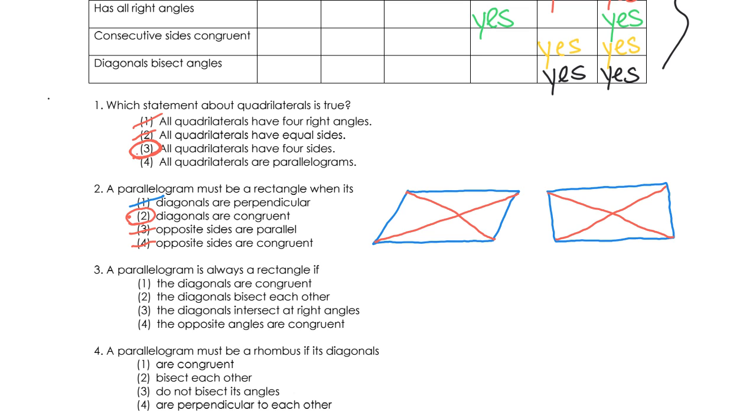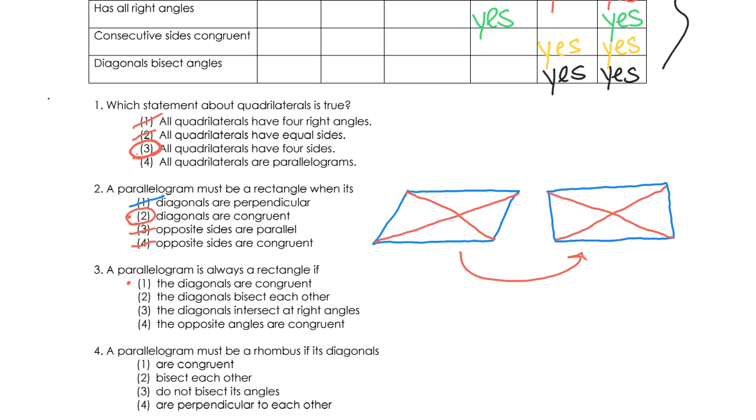Number 3, a parallelogram is always a rectangle. So I can keep my same picture from up above. I don't have to redraw it unless you need to see it again. Okay. But it says a parallelogram is always a rectangle if the diagonals are congruent. And that we just talked about is the property that changes from a parallelogram to a rectangle. So we're going to hold on to that one.